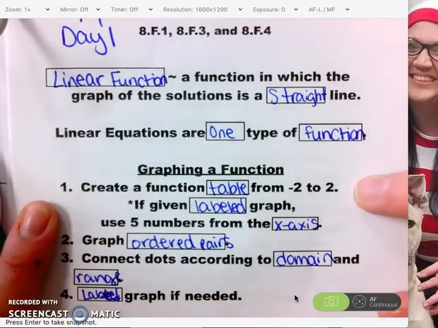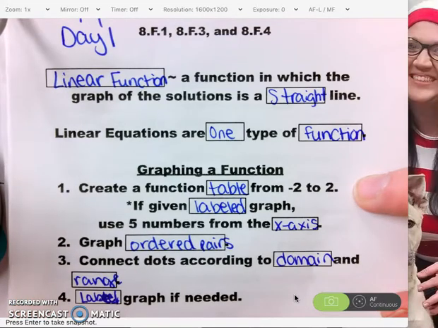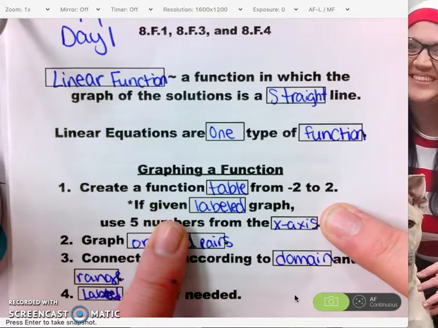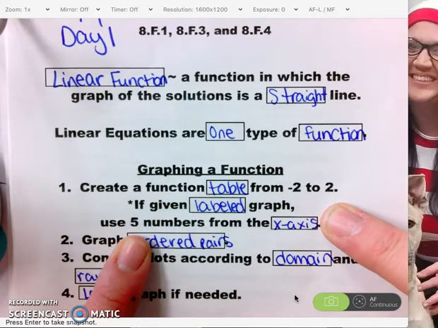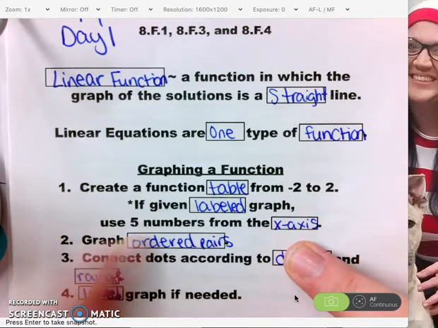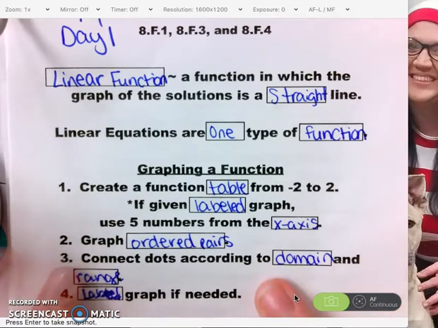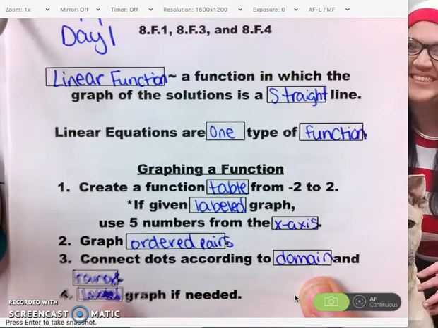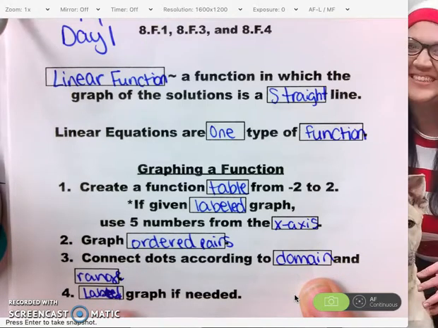Graphing the function, we have 4 steps. You're going to want to create a table from -2 to 2, and if you are given a labeled graph, use 5 numbers from the x-axis. Graph the ordered pairs, connect the dots according to the domain and the range, pretty much according to the problem, and then label the graph if needed.